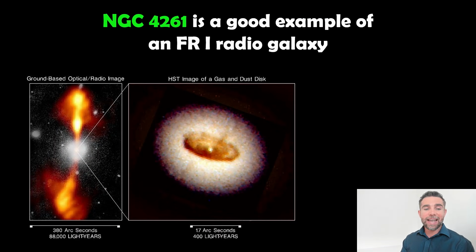This one here is NGC 4261, a bit of a mouthful, but this is an FR1 radio galaxy. What you've got here is the Hubble Space Telescope image of the gas and dust disk in the center of this galaxy, and then combined optical and radio images on a much wider image on the left hand side. Again, you can see the brightest parts are probably not towards the outer edge, and it likely is less than 0.5 on your ratio.